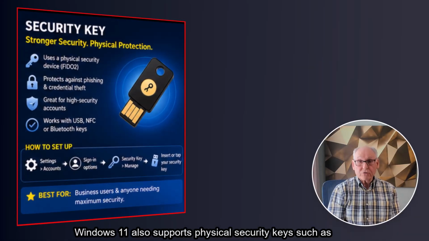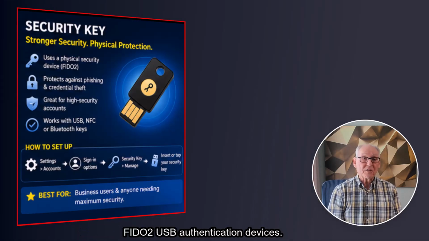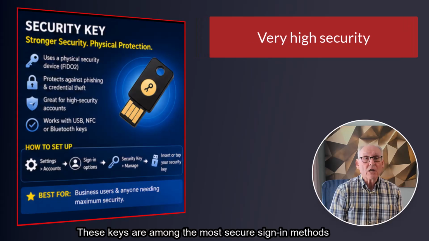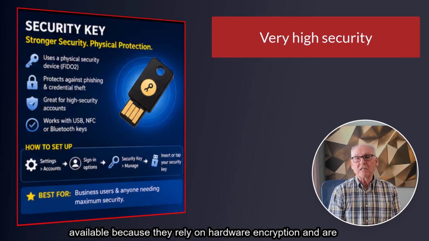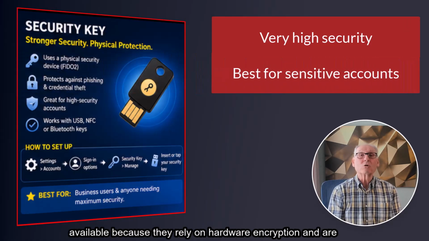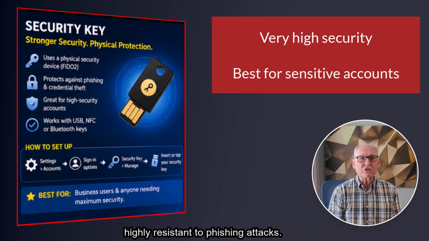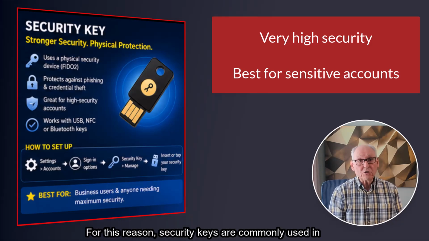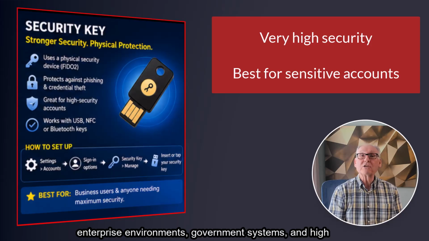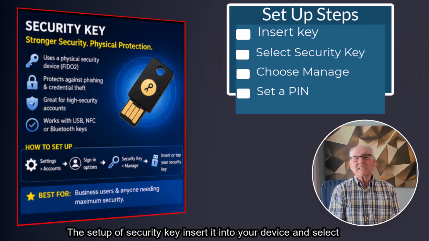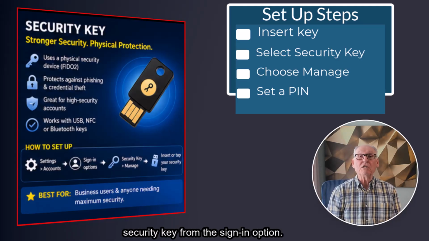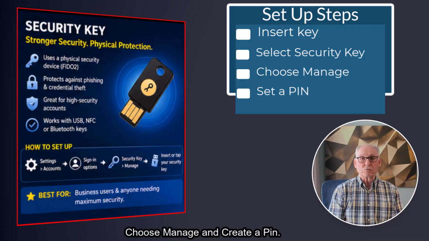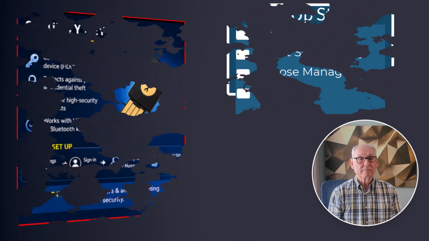Windows 11 also supports physical security keys, such as FIDO2 USB authentication devices. These keys are among the most secure sign-in methods available because they rely on hardware encryption and are highly resistant to phishing attacks. For this reason, security keys are commonly used in enterprise environments, government systems, and high-security accounts. To set up a security key, insert it into your device and select Security Key from the sign-in options. Choose Manage and create a PIN.